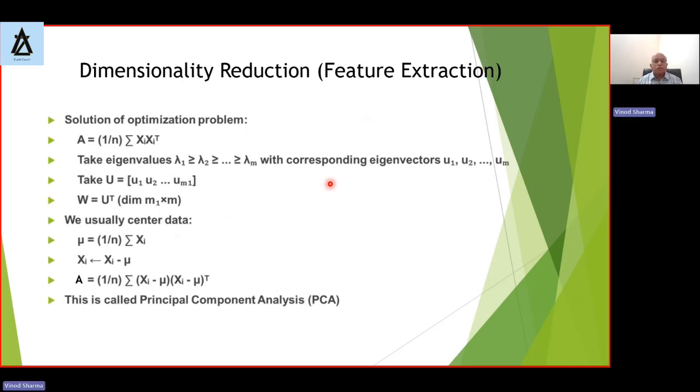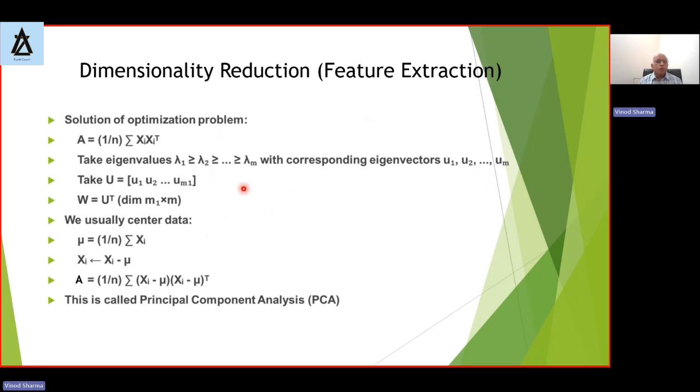This has a very nice closed form solution. It is obtained as follows. Define matrix A as 1 by n summation over i of xi xi transpose. For this matrix A, we get eigenvalues. Because this is m-dimensional, there will be m eigenvalues, and we put them in decreasing order: lambda 1 greater than or equal to lambda 2 greater than or equal to and so on. These are all real valued and non-negative, so even lambda m is greater than or equal to 0. Corresponding eigenvectors we denote by u1, u2, up to um.